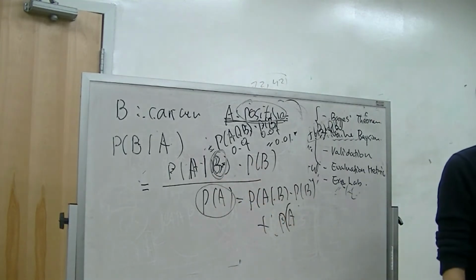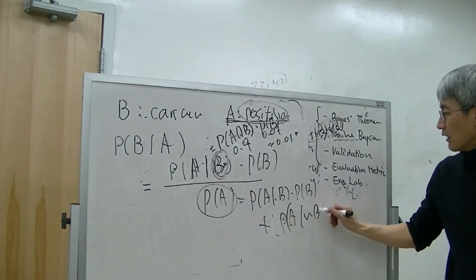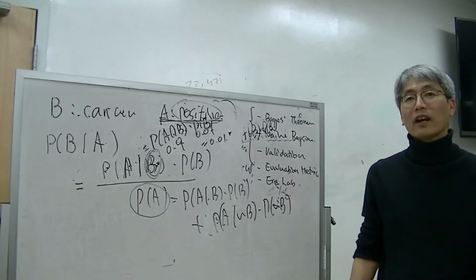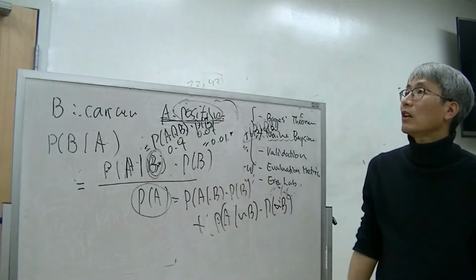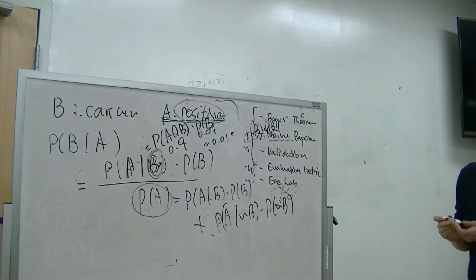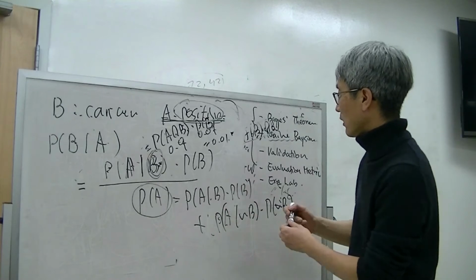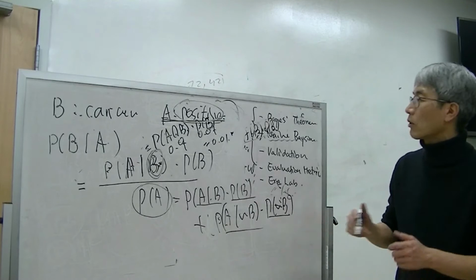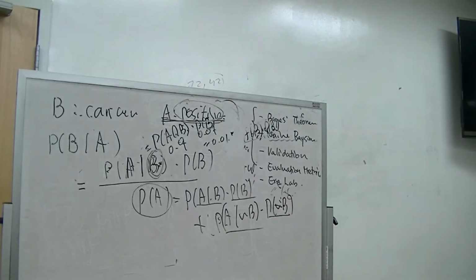The negative case, so not B, and times not B. The negative case is how much? It's 0.99, so 99% is the non-cancer. So if you calculate this, we know this, we know this, we know this. I already did the calculation.